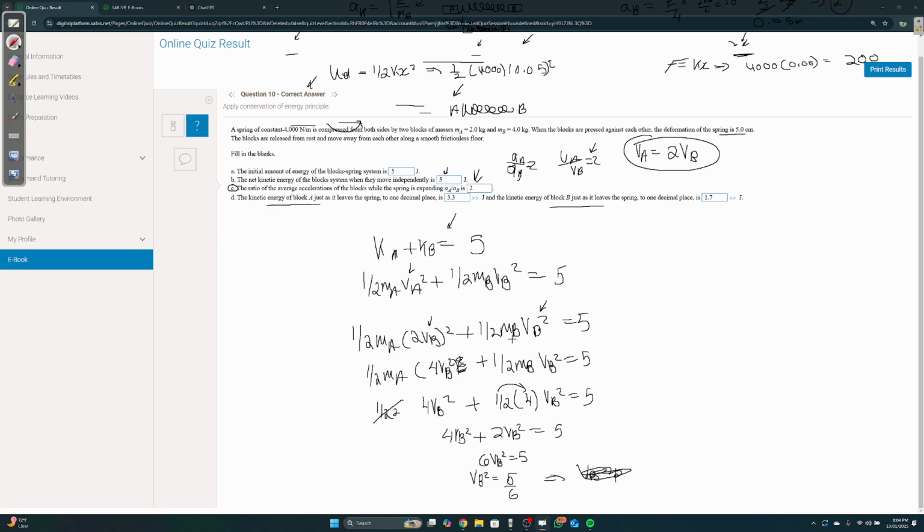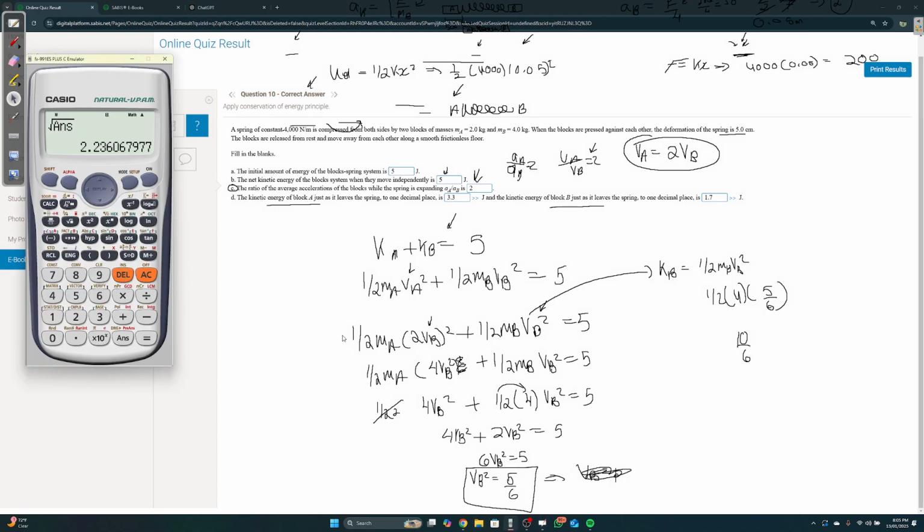So now can I find the kinetic energy of B, knowing that I have the velocity of B? Of course I can. Kinetic energy of B will be equal to half MB VB squared, so half times 4 times 5 over 6. So 2 times 5 over 6, so 10 over 6. 10 divided by 6 should be 1.7, yeah, 1.7 to 1 decimal place. Okay, so 1.7. How about the kinetic energy of A?